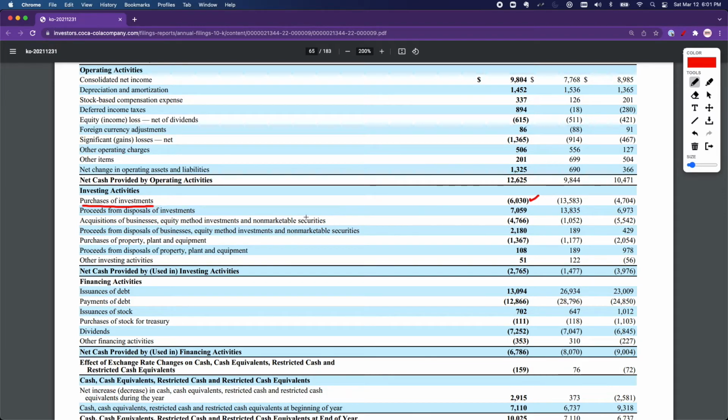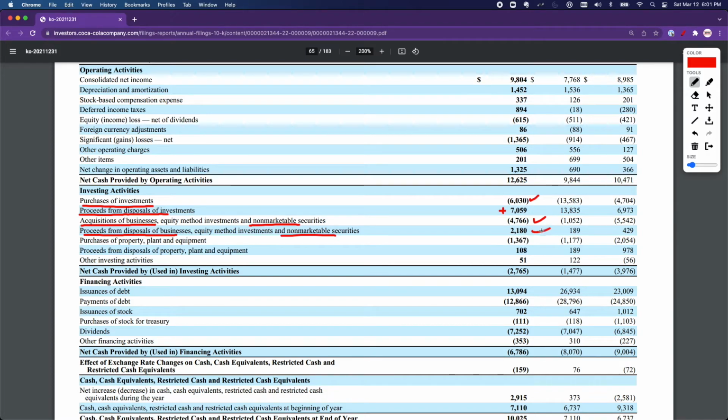This is a positive cash flow here from proceeds from disposal of investments. So maybe they're selling smaller businesses that they own, things like that. So there's money coming in. Here they are acquiring businesses or non-marketable securities. So that's again money that leaves the business, a real outflow of cash. Likewise, disposal of businesses or other non-marketable securities is an inflow, some money coming in.